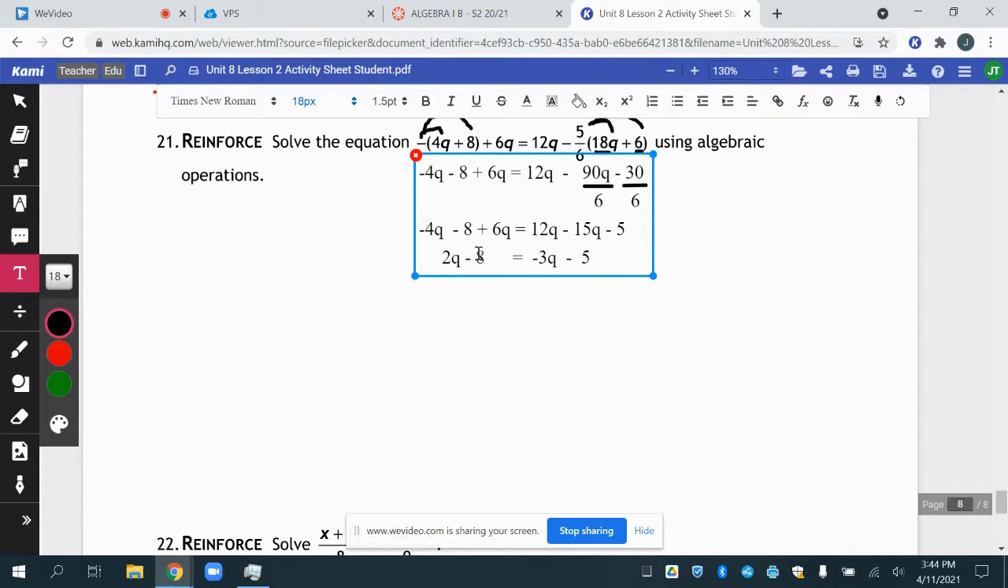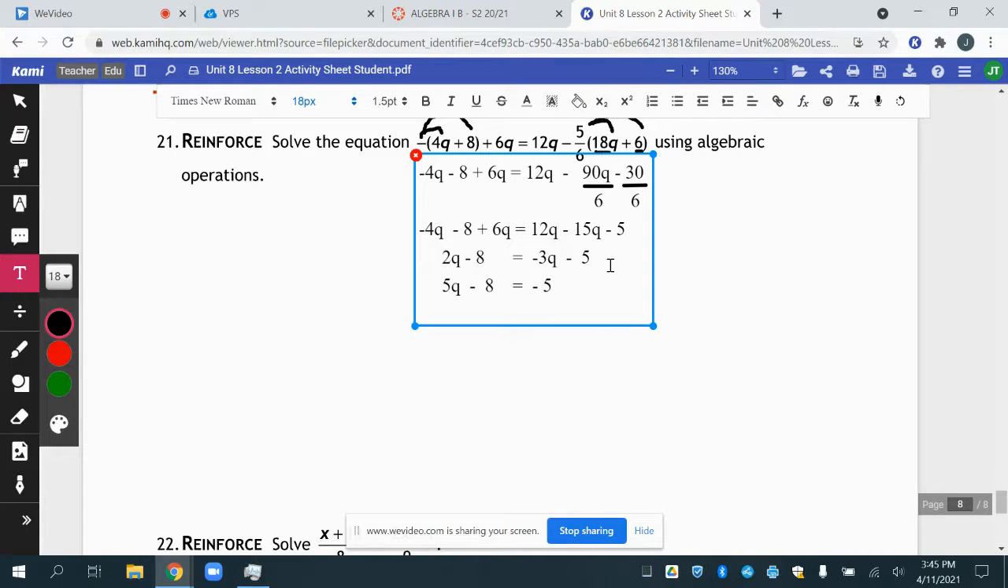Okay, so now I want to get rid of the negative q's. I don't like negative numbers, so I'm going to add 3 q's over here so that this disappears, which means this has to get 3 q's bigger as well, which means I end up with 5 q's on the left. And nothing on the right but the negative 5.